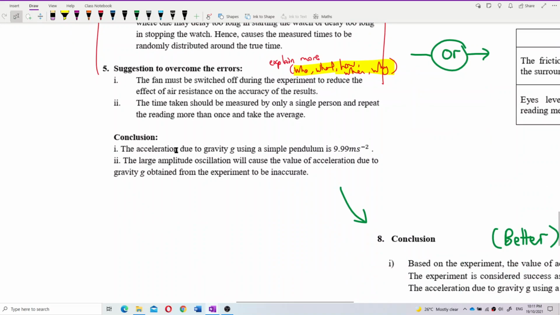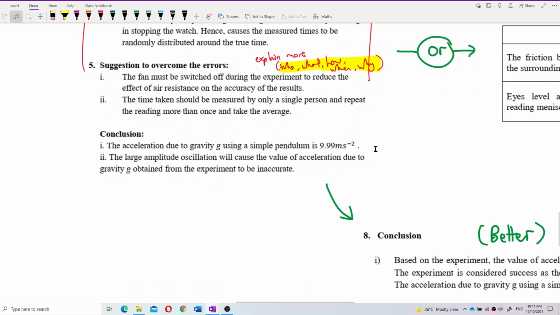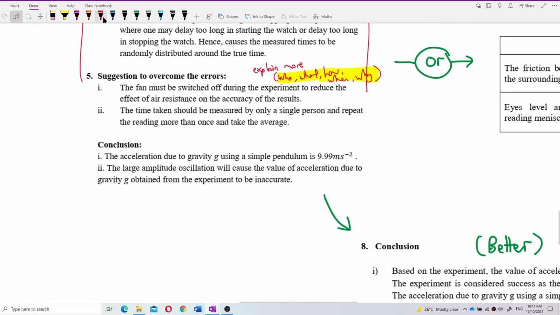Conclusion: the acceleration due to gravity using simple pendulum is 9.99 meter per second squared. This one, a little bit what? A little bit not so good. So missing a few pieces of information. This one already explained, already answered the objective. Answer the objective, because the objective is to find the value of g, isn't it? So you give the value of g.